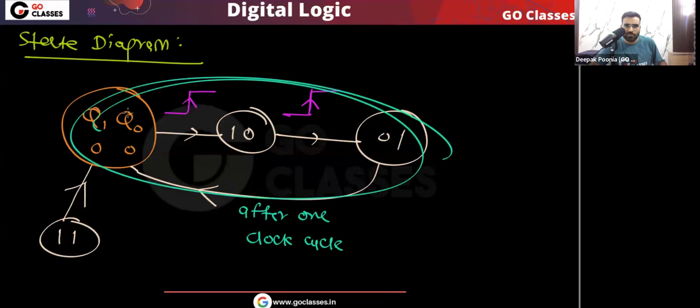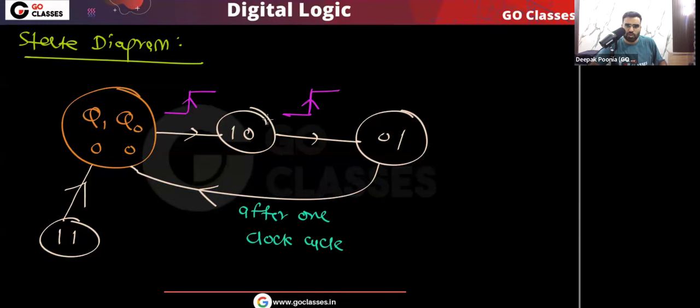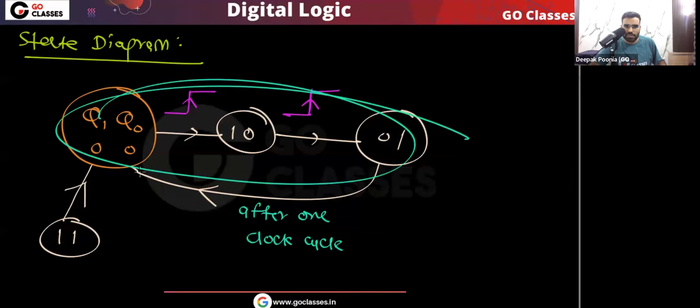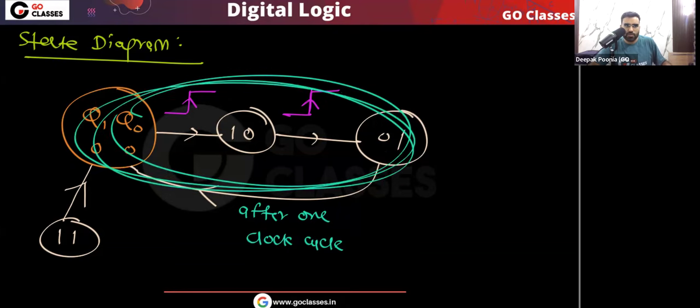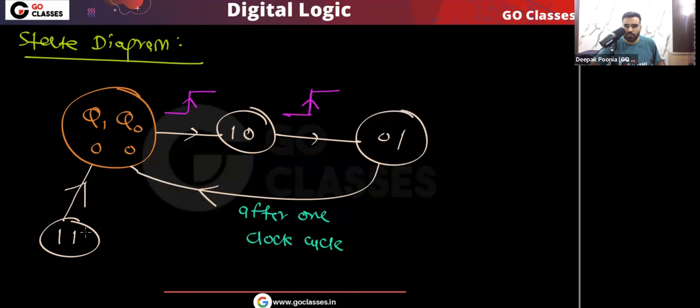Once you are in any of these states, 0, 0 or 1, 0 or 0, 1, this loop will continue. Then you will never go to the state 1, 1. But if you are in state 1, 1, then the next state will be 0, 0, and then this loop will continue. So this is the state diagram.